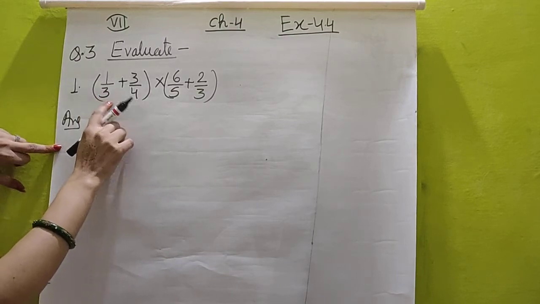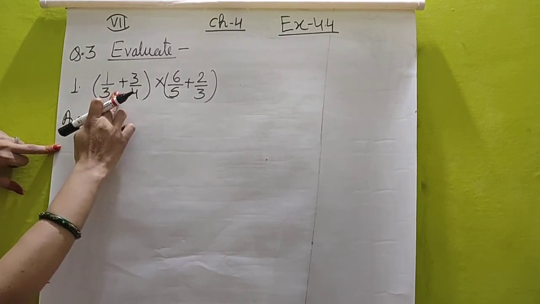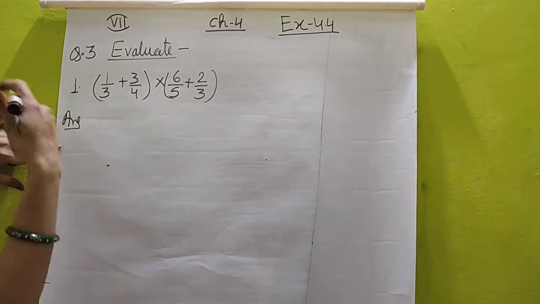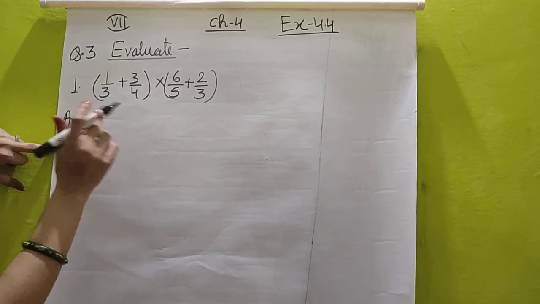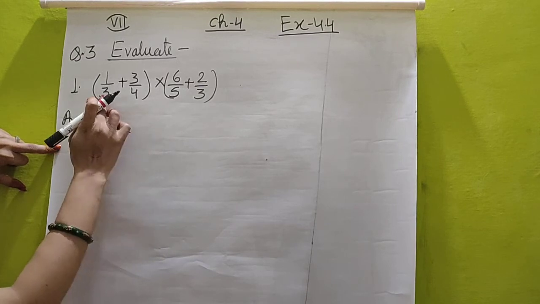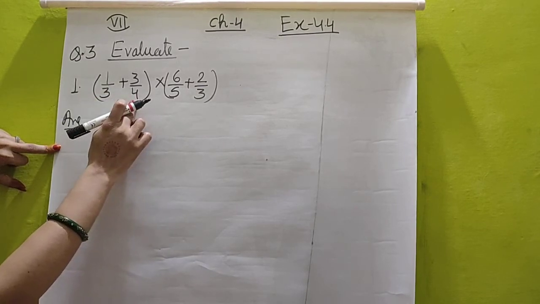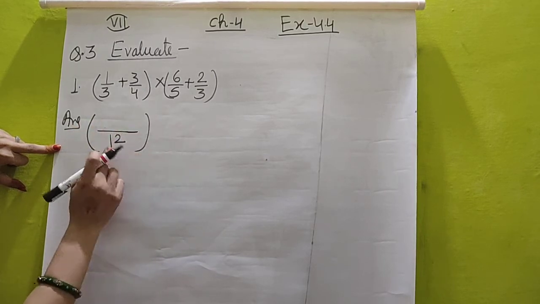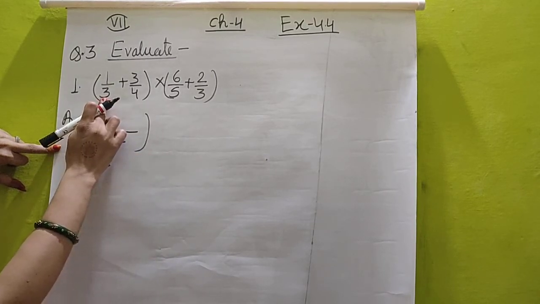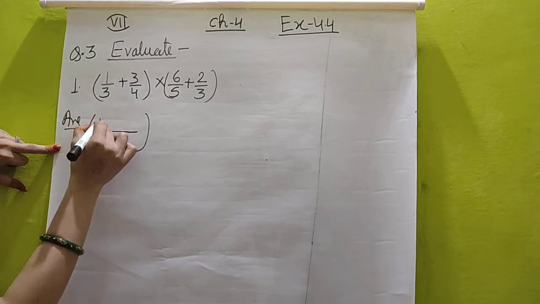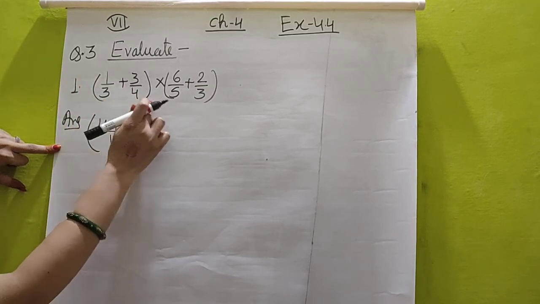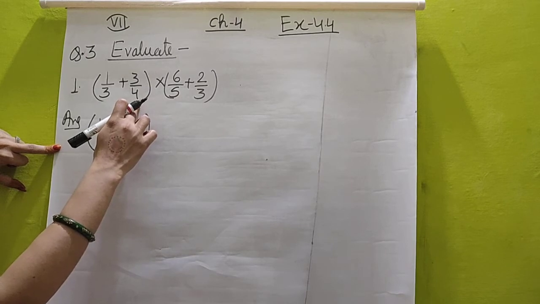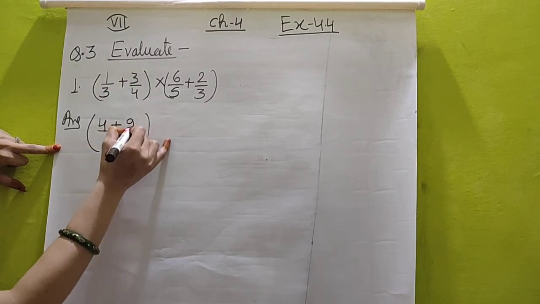In the first bracket, you can see the sign between is plus, and here also plus. So as we have done in addition, we will do the same. We will take the LCM of 3 and 4. The LCM will be 12. Afterwards, 12 divided by 3 is 4. 4 multiplied by 1 is 4. Then 12 divided by 4: 4 3s are 12. Then 3 3s are 9 will come here.